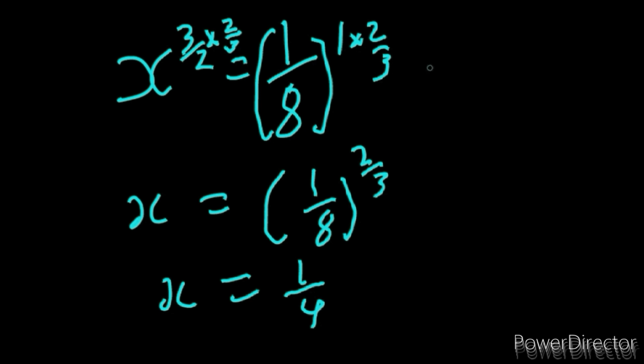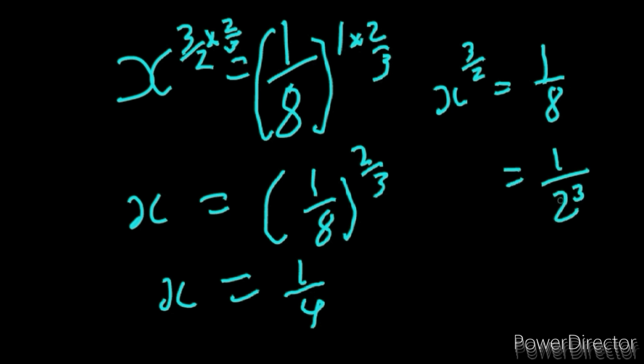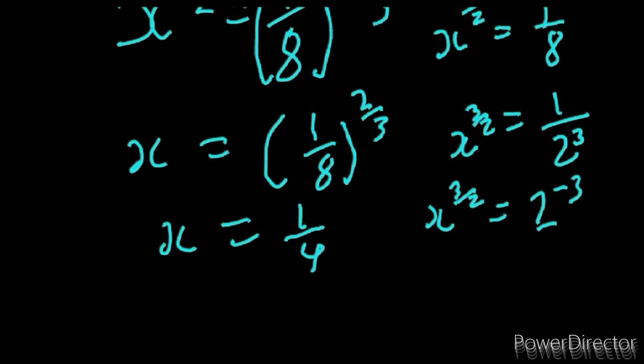Now if you solve it without the calculator, we can choose to break this down. So let me solve it without the calculator. We had x to the power of 3 over 2 is equal to 1 over 8. When we break it down, 8 is the same as 2 cubed, so we're going to have 1 over 2 cubed. So far we've got x to the power of 3 over 2 is equal to this. Now when you change 1 over 2 cubed into a non-fraction, this is going to be 2 to the power of negative 3. So we have 2 to the power of negative 3.